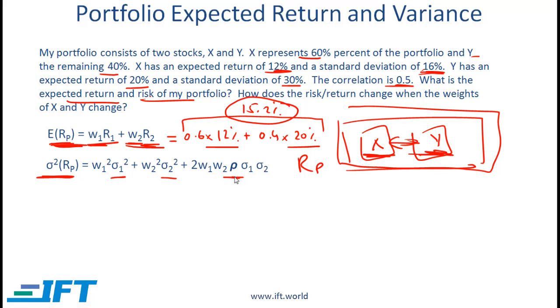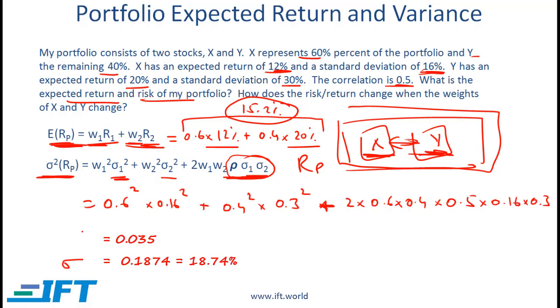Notice that in this formula we have used the correlation times the standard deviation of each. Instead of this, we could also use the covariance. You could plug in the formula that you saw earlier that connects covariance with these elements. Let us plug in the numbers over here. W1 is 0.6, so we do 0.6 squared into the standard deviation of x, which is 0.16 squared. When we plug in the rest of the numbers, here is what we should get.